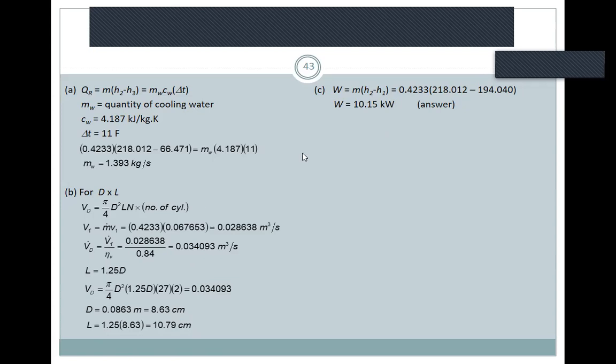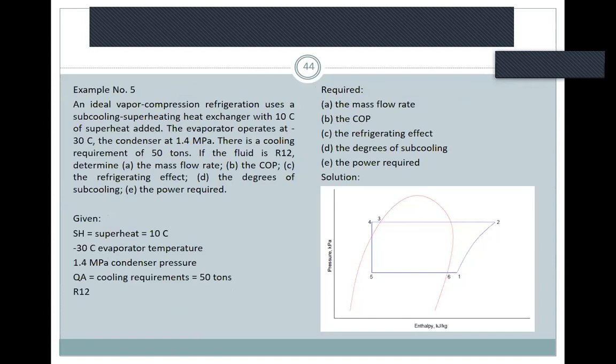Okay? Number 5. An ideal vapor compression refrigeration uses a subcooling superheated heat exchanger. Ito na yan. Meron tayong heat exchanger na, with 10 C of superheat added. The evaporator operates at negative 30 C. The condenser at 1.4 megapascal. There is a cooling requirement of 50 tons. If the fluid is R12, determine A, the mass flow rate, B, the COP, C, the refrigerating effect, and D, the degrees of subcooling and the power required.